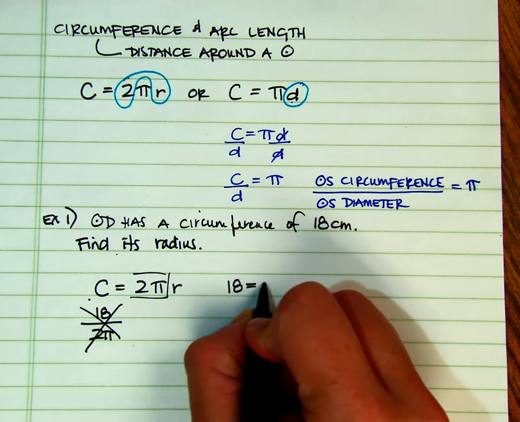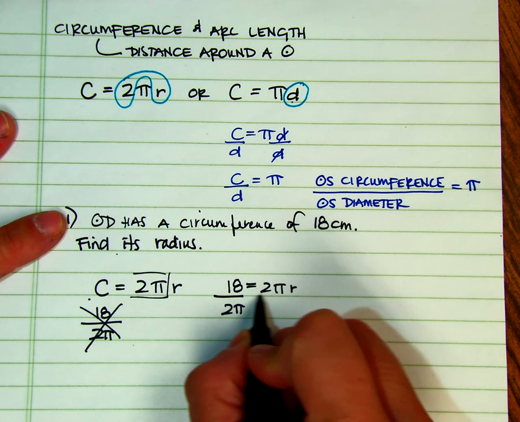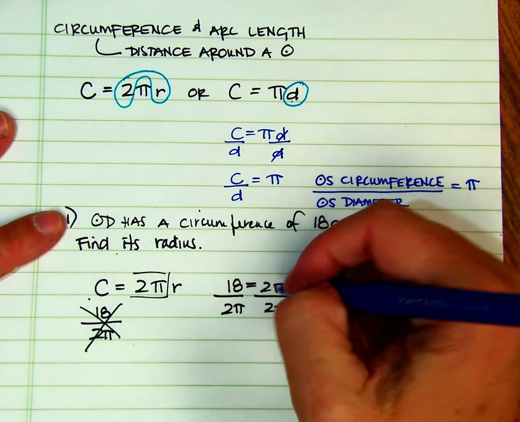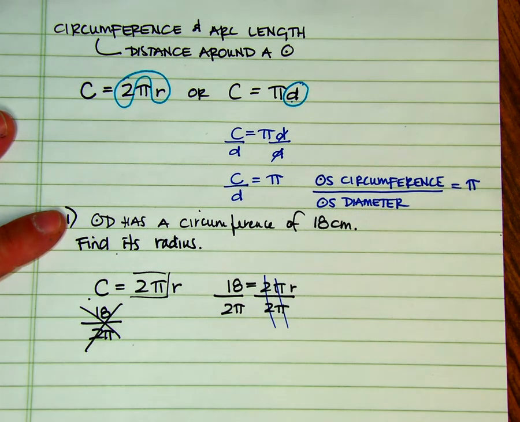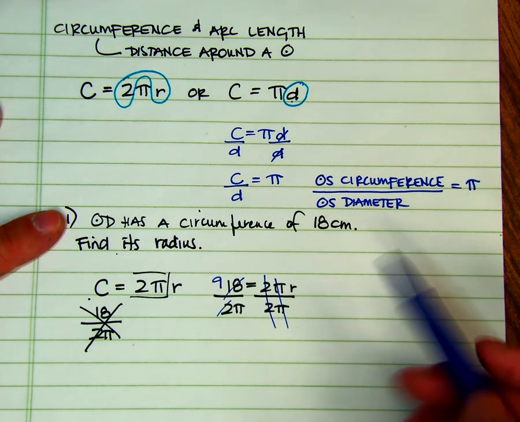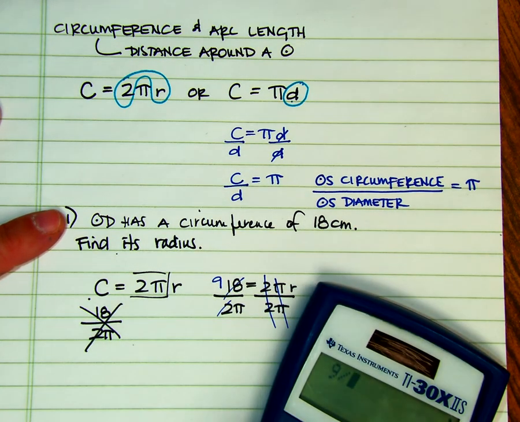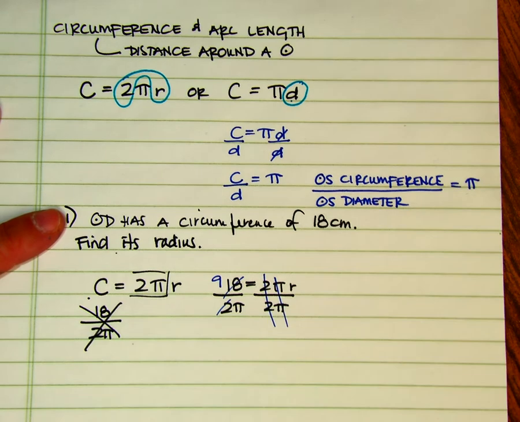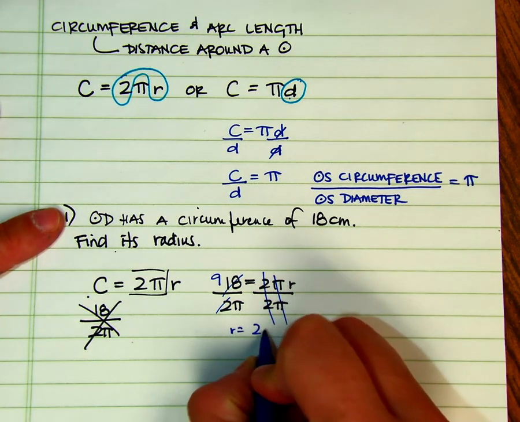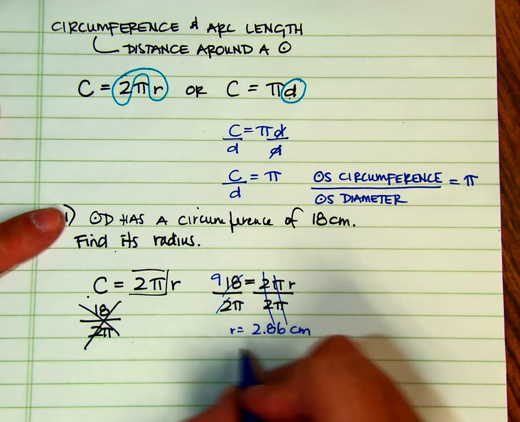18 equals 2 pi r. Divide both sides by 2 pi. The 2's cancel out, pi's cancel out. I get a 9 there when I cross cancel, so I have 9 divided by pi. And I get 2.86. And that would be centimeters. And that is rounded.